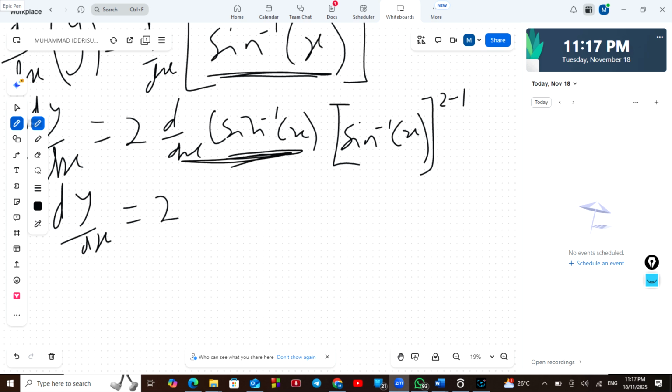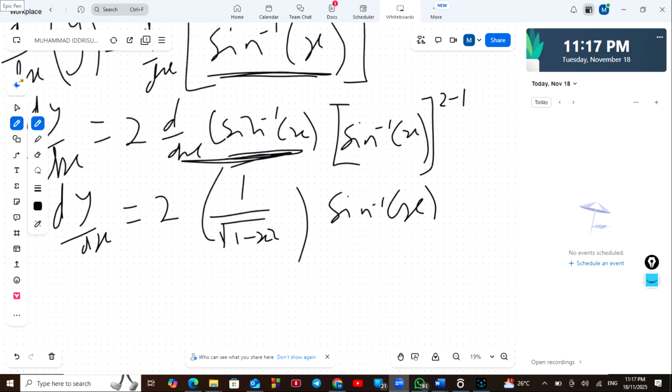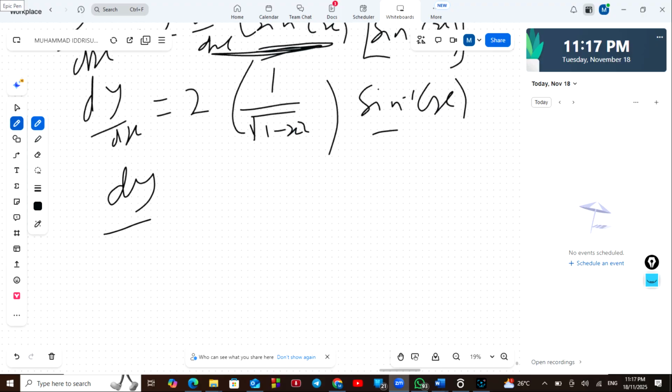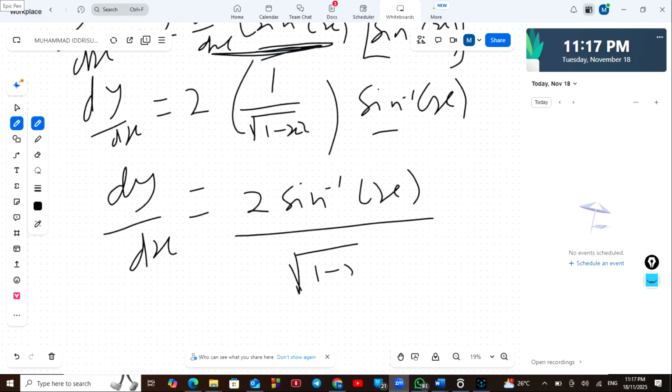So the derivative d dx of sine inverse of x is what we have proved to be 1 over the square root of 1 minus x squared. So this multiplying sine inverse of x, because 2 minus 1 is just to the power 1. So sine inverse of x to the power 1 remains the same thing. Okay, so our derivative dy dx becomes 2 sine inverse of x all over the square root of 1 minus x squared.